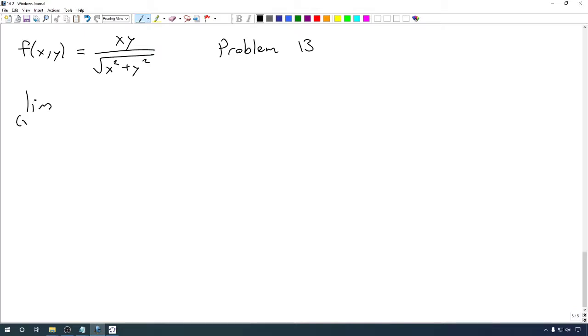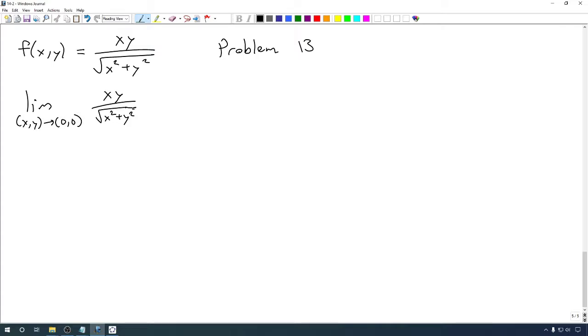I want to do one more example of a limit. I'm going to look at the function f of x y is x y over the square root of x squared plus y squared. This is actually problem 13 on page 950. Again, this does have a hole in its domain at 0, 0. So we're just looking at the limit of this function and asking whether or not it exists.